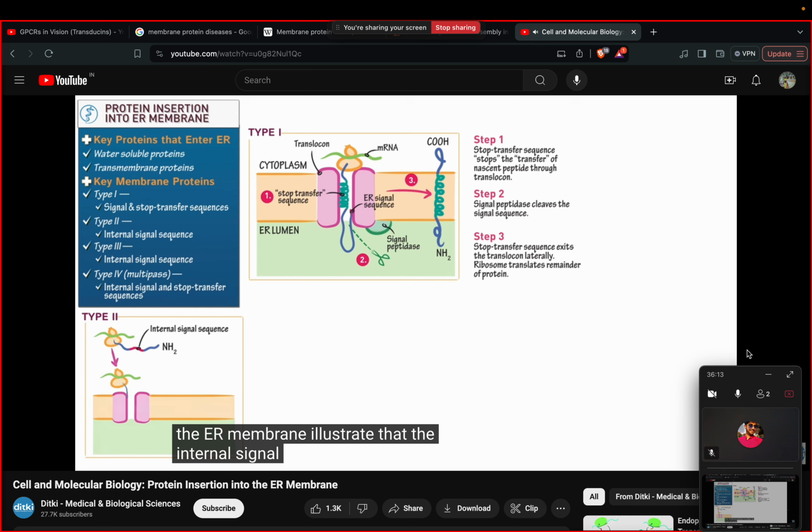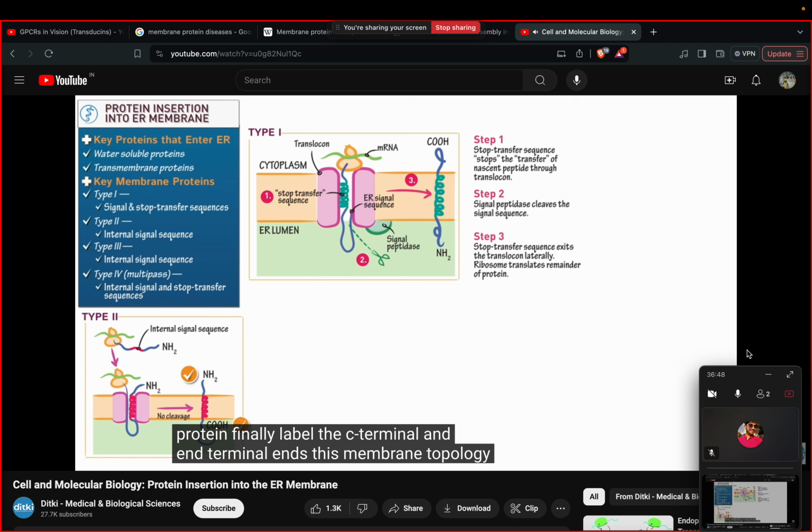Illustrate that the internal signal sequence acts as an alpha helix domain and binds to the translocon. This transmembrane alpha helix anchors the protein in the membrane. Finally, use an arrow to show that, much like the stop transfer sequence in our type 1 diagram, the internal signal sequence exits the translocon laterally in the membrane. Indicate that this time, signal peptidase does not cleave the protein. Finally, label the C-terminal and N-terminal ends. This membrane topology makes this a type 2 protein.